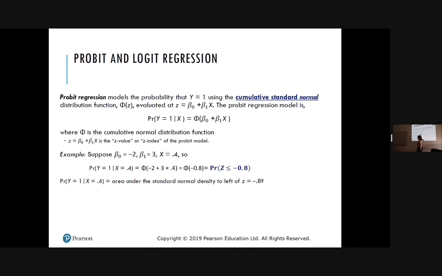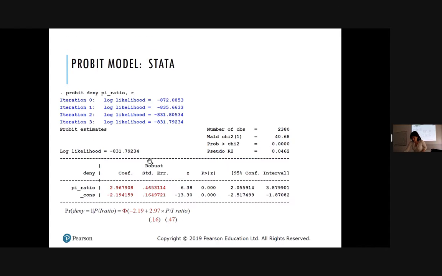We have these estimates. We need to know at which value of X we are starting to evaluate the change in X, and then we are able to compute the predicted probability of being denied. So Stata delivers beta 0 and beta 1, but it doesn't deliver the effect of changing X on the probability of being denied. This is something that we need to compute by using that table.